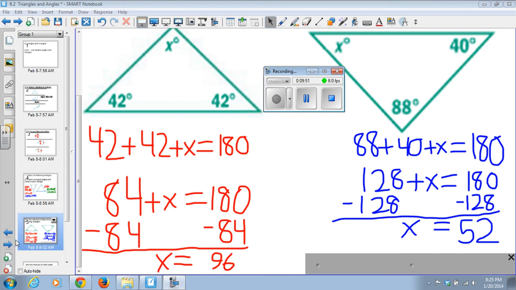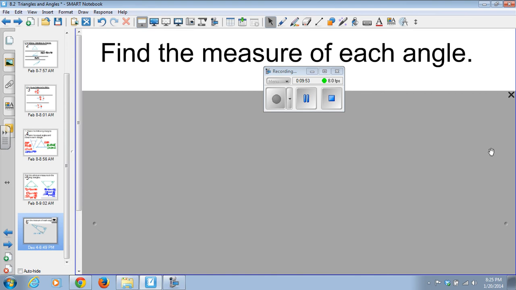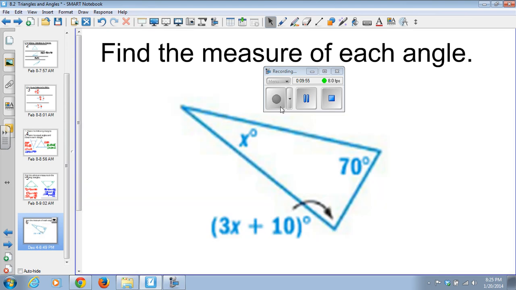How about a little challenge? Go ahead and try this one. The key here, solve for x. Notice the question says find the measure of each angle. So once you have x, you're not quite done. Give it a shot, pause the video.